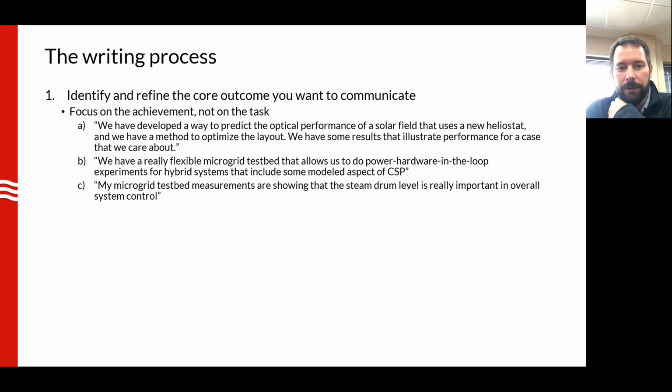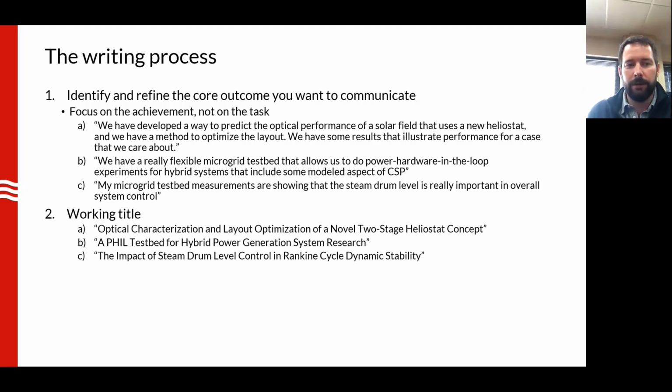A different outcome from that would be my microgrid testbed measurements are showing that the steam drum level is really important for overall system control. So you find this like little kernel of something that's really interesting, that is different, that is new, that either is something you've achieved or something you want to achieve. And then once you've identified that new piece or new pieces, from there, the entire structure basically backs out of it. So you'd move from this core task or core achievement to like a working title that goes with that.